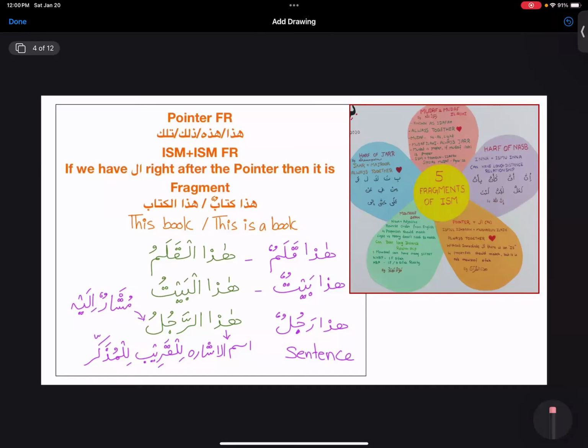Someone is turning over the pages so loudly. Subhanallah, it is all in the recording. Can we make sure that we are not making a lot of noise?